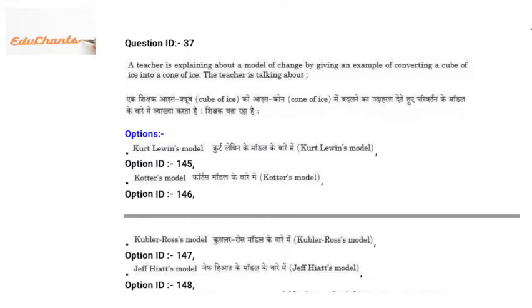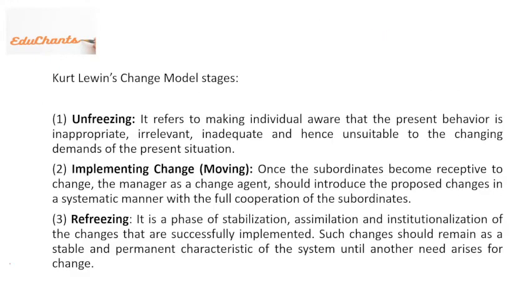A teacher is explaining about a model of change. Mind the word model of change, by giving an example of converting a cube of ice, this is a cube, ice cube, into cone of ice, right? Cone of ice. The teacher is talking about which model? Kurt-Lewin's model, Cotter's model, Kubler-Ross model, Jeff-Yates model. Definitely the discriminating one is Kurt-Lewin model, and this is what we call the change model of Kurt-Lewin. Change model, okay, I'll explain in the next slide.